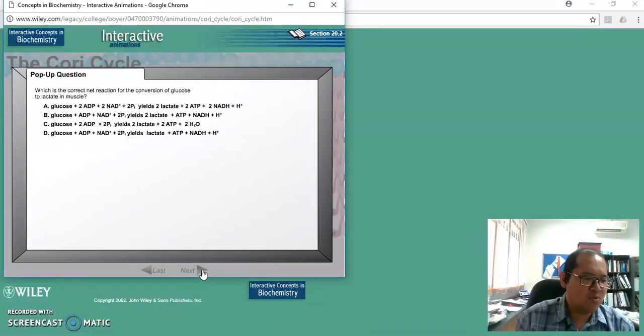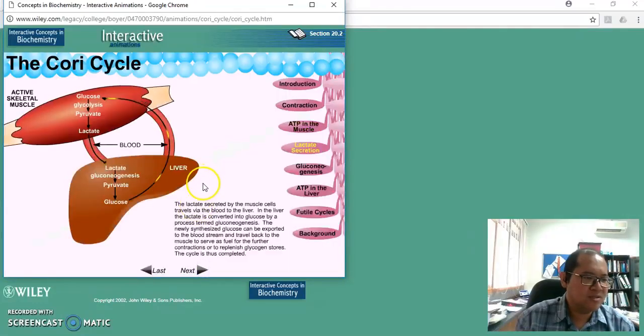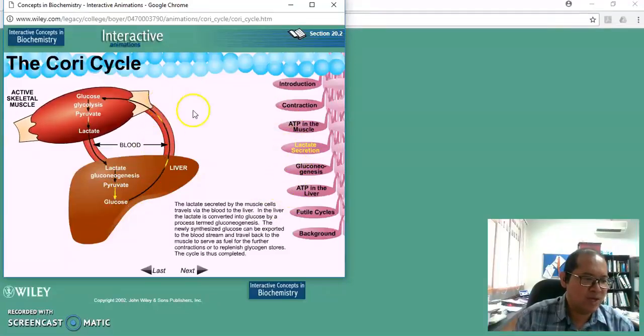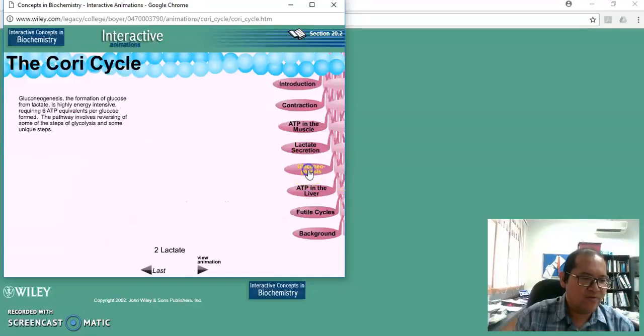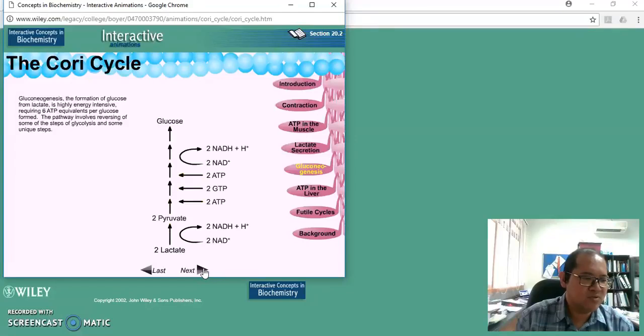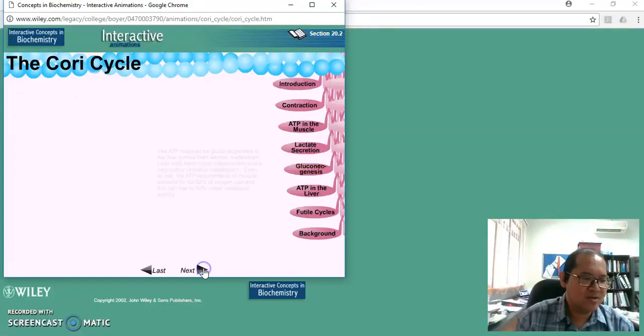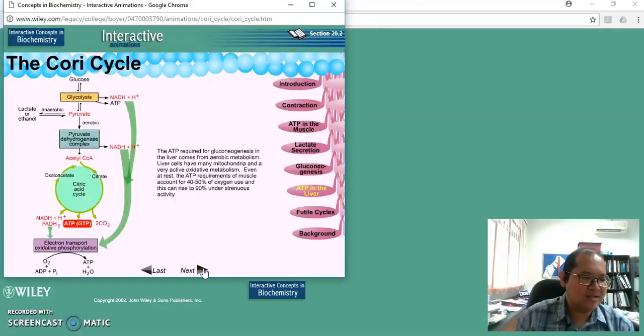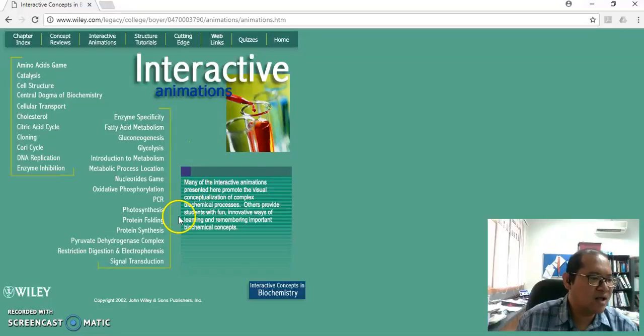Right? So there's some questions here, so you can answer it. So what happens during the lactate secretion? What happens? This is the series of pathways that is involved. So this gluconeogenesis step using 2-lactate. Right? So how they produce the glucose from the 2-lactate products. So let's have a look at other.